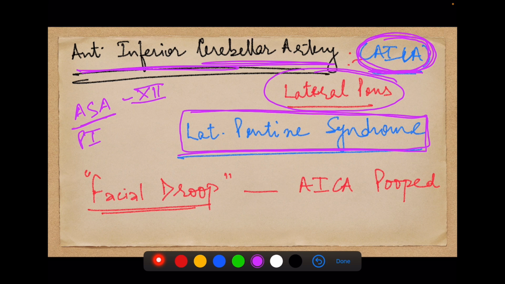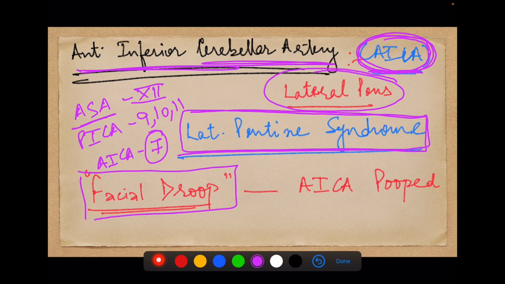Posterior inferior cerebellar artery, 9th, 10th, and 11th cranial nerve. Anterior inferior cerebellar artery, 7th cranial nerve. So the symptoms will be as that of facial nerve involvement. The other mnemonic is "facial droop if ICA pooped." If a person's ICA is getting pooped, there will be the facial droop.